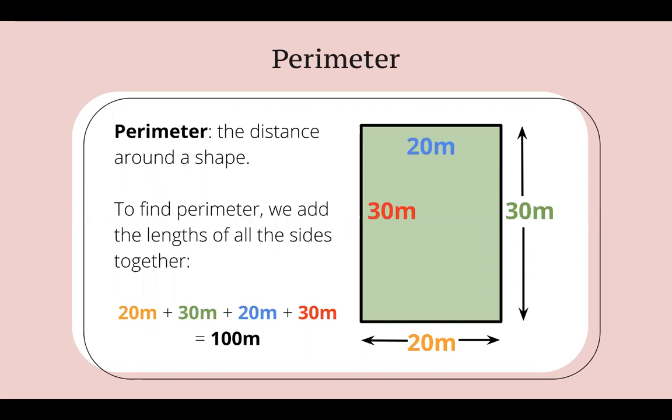To find the perimeter, we have to add the lengths of all the sides together. Since the field is a rectangle, we can assume that opposite sides are the same length. Can you see how when we add all four sides of the rectangle, we get 20 meters plus 30 meters plus 20 meters plus 30 meters, with 100 meters as our final answer? This means that in order to walk all the way around the field, we would have to walk 100 meters.